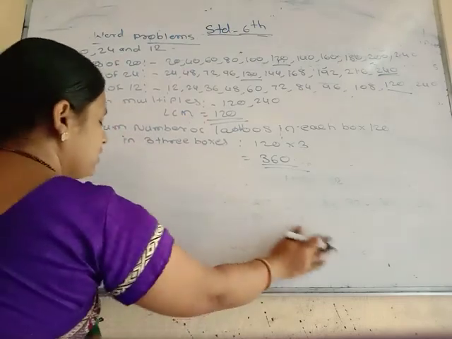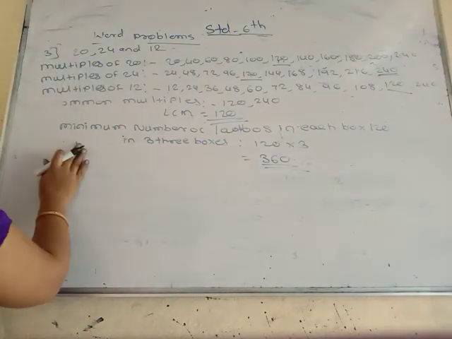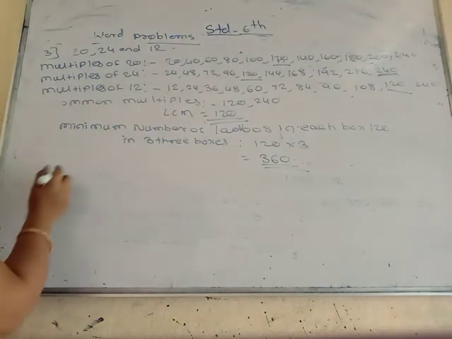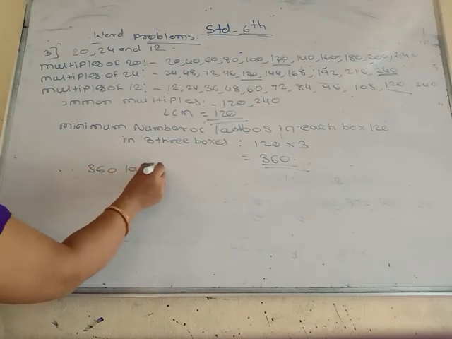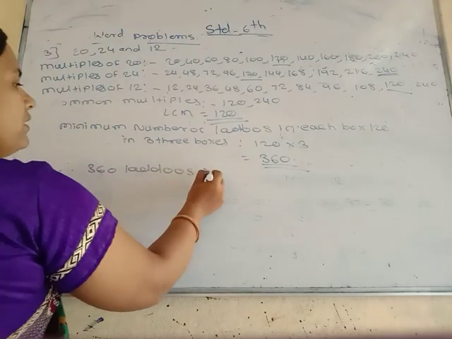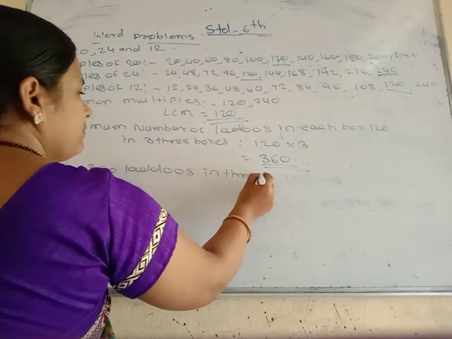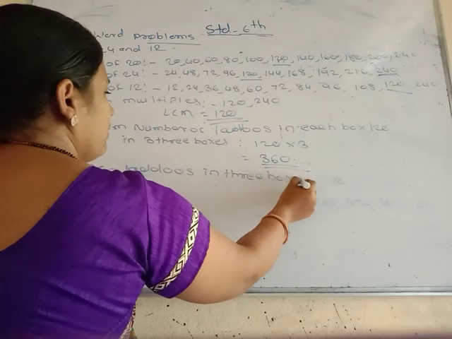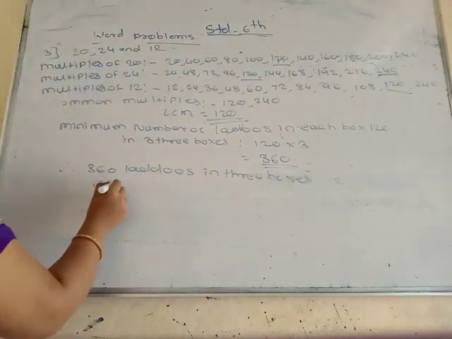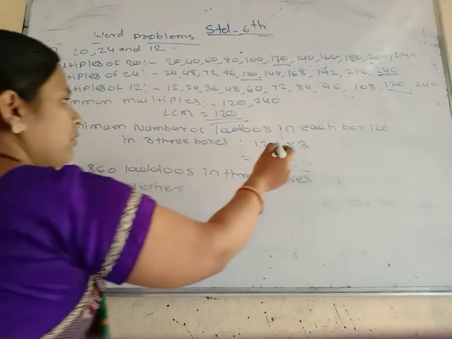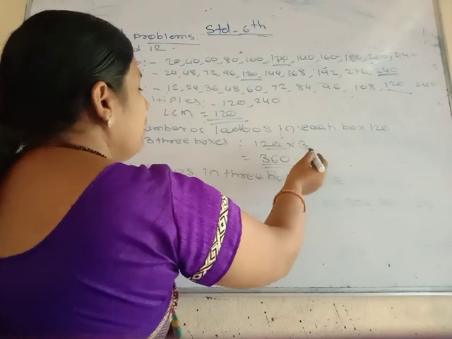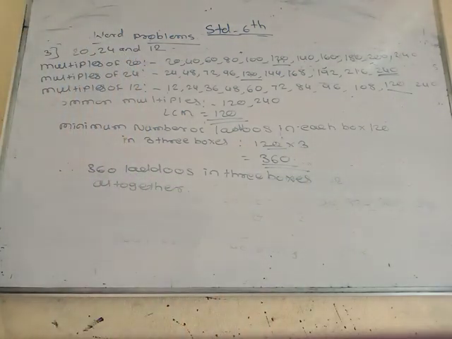How many ladus in 3 boxes altogether? In this type of question you write the answer as 360 ladus in 3 boxes altogether. In one box, how many ladus? 120, and in 3 boxes means 120 into 3 is equal to how many ladus? 360.